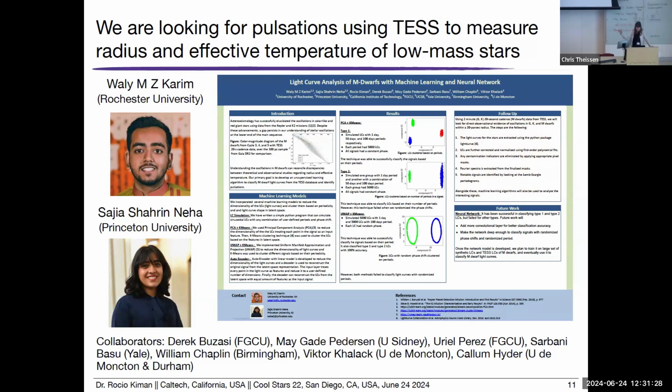We are pretty far from actually measuring parameters for M dwarfs, but in principle, looking for the pulsation itself. And this is work that we're doing with a great collaboration that is listed here. They have both together a poster on Wednesday, so I encourage you to all go and look for what they have been doing and what they are planning to do during the summer.